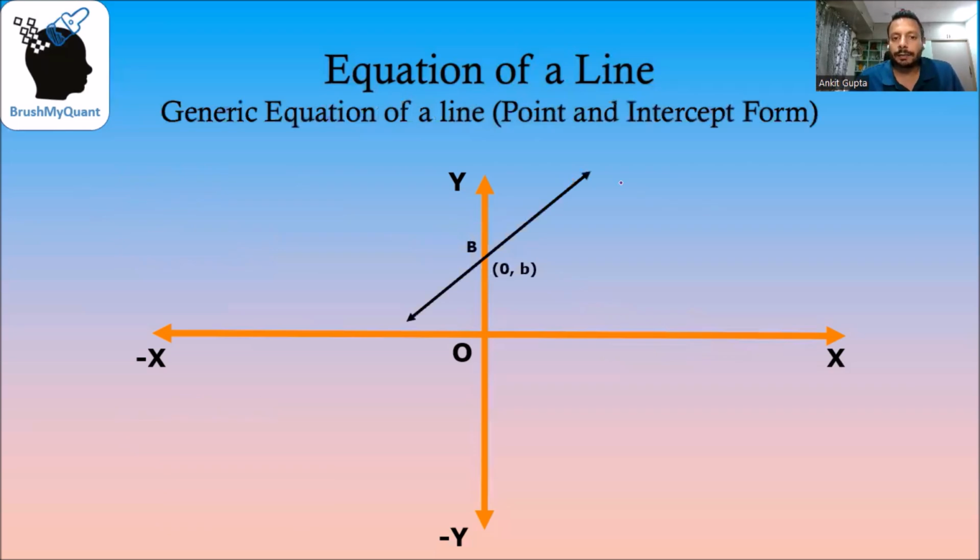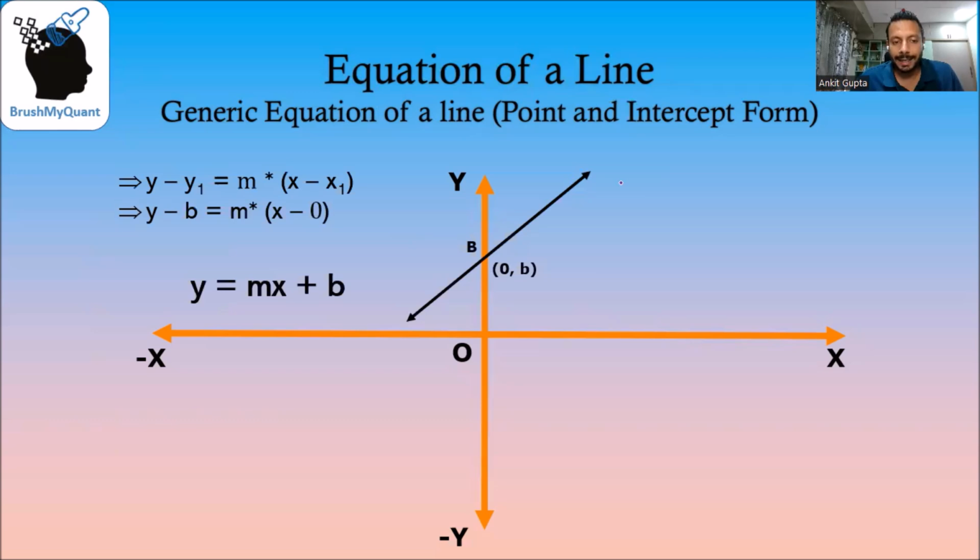Now let's look at the generic equation of a line, which is also called the point and intercept form of the line. So let's say there's a line which cuts the y-axis at point B, which is 0, B. Using the equation y minus y1 is equal to m multiplied by x minus x1, putting x1 as 0 and y1 as b, we will get y minus b is equal to m multiplied by x, or the generic equation of the line as y is equal to mx plus b.